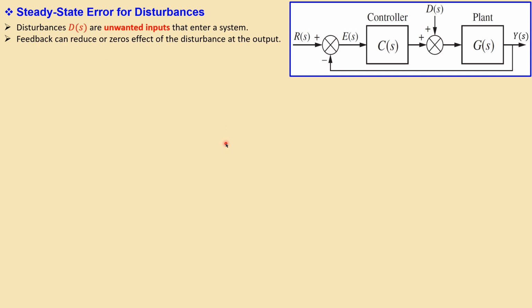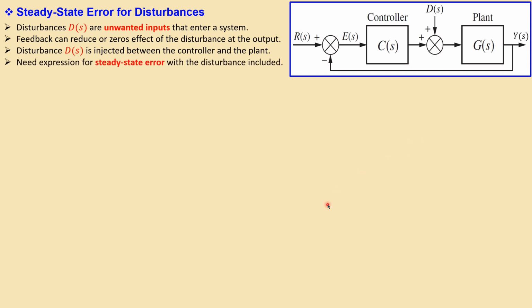Feedback, as we have here in our configuration, can reduce or even make it 0 the effect of that disturbance at the output. Now disturbance D, shown here, is injected between the controller and the plant. The controller is given by C, and our plant here G. But this can be, of course, anywhere. It can be directly at the output or somewhere else.